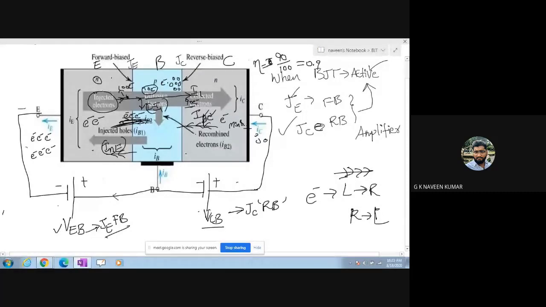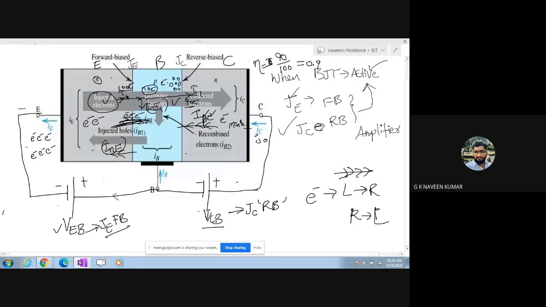The 100 electrons are called injected electrons, and the 10 electrons are called diffusing electrons. Diffusing will happen in your base. You can see the arrow mark here. Some electrons will be diffused here, and the remaining will be collected by the collector. This is how the current flows from here to here. If the electrons are moving in this direction, then the current starts flowing in the opposite direction. This is your transistor operation.